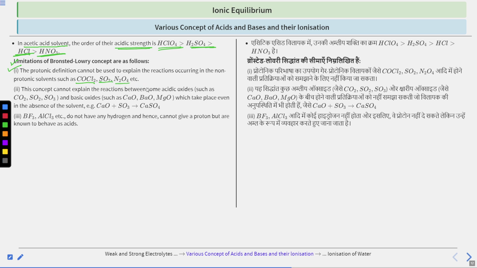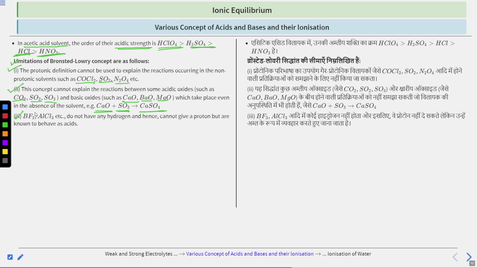SO2, N2 etc. Second limitation, this concept cannot explain the reaction between some acidic oxides such as CO2, SO2, SO3, and basic oxides such as calcium oxide, barium oxide, and magnesium oxide, which takes place even in the absence of solvent. For example, calcium oxide plus SO3 giving us CaSO4. Right? So the Bronsted-Lowry concept didn't explain this.